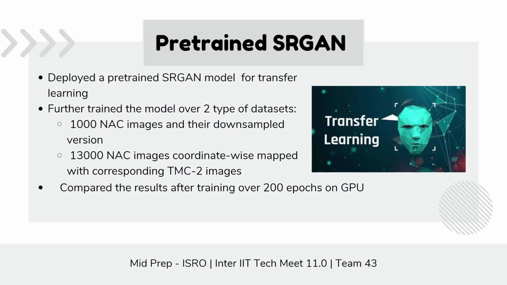The pre-trained model is trained on 35 lakh ImageNet images. Further, we trained it on two types of datasets. First, 1000 lakh images and the 4 times downscaled version. Second, 13,000 lakh images as ground truth and the corresponding TMC2 images on the same lunar coordinates as input. On comparing the results, the second one gave better results and we moved on with it.